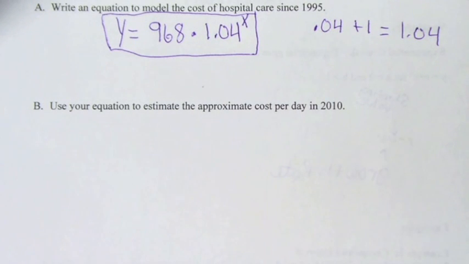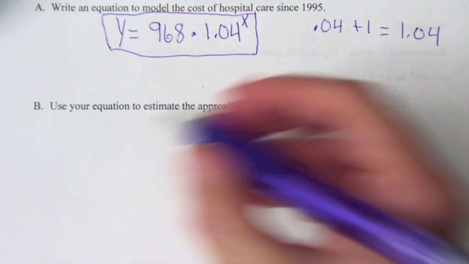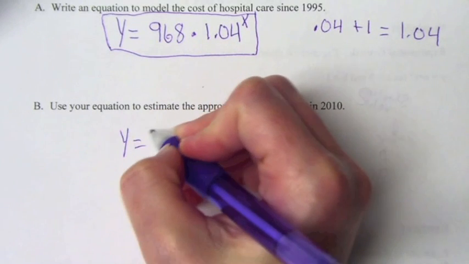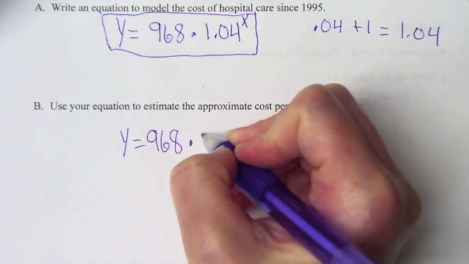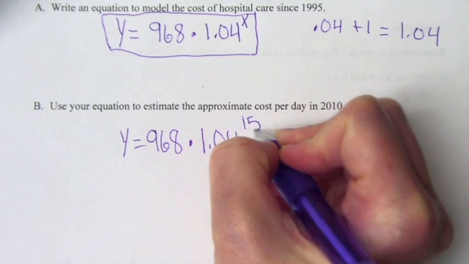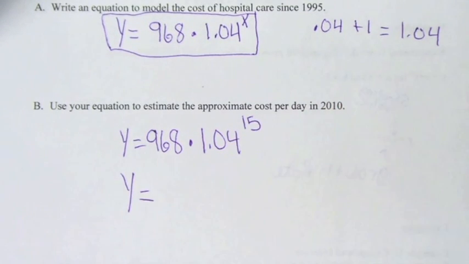B says use your equation to estimate the approximate cost per day in 2010. Let's think about that timeline. How many years has it been since the starting amount? From 1995 to 2010 is 15 years. So we plug 15 in: y equals 968 times 1.04 to the 15th power. Let's plug that into our calculators and see what we get for the cost of a hospital stay in 2010.